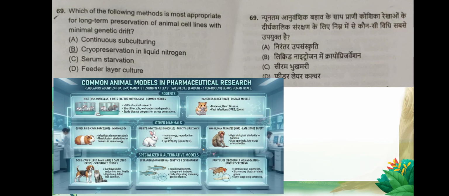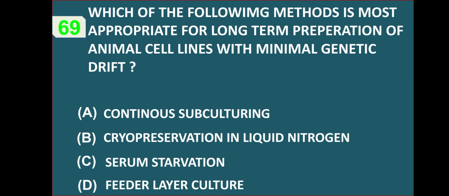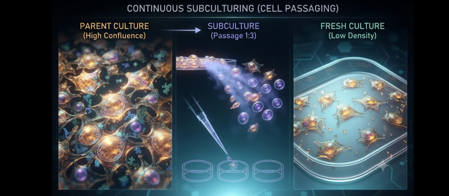So the options are continuous subculturing, cryopreservation in liquid nitrogen, serum starvation, and feeder layer culture. Let's see what this question says. Continuous subculturing: if you know a little bit about microbiology, then you know that cells can be cultured in a culture medium of agar, having nutrients, in a culture plate, or in liquid broth, isn't it?